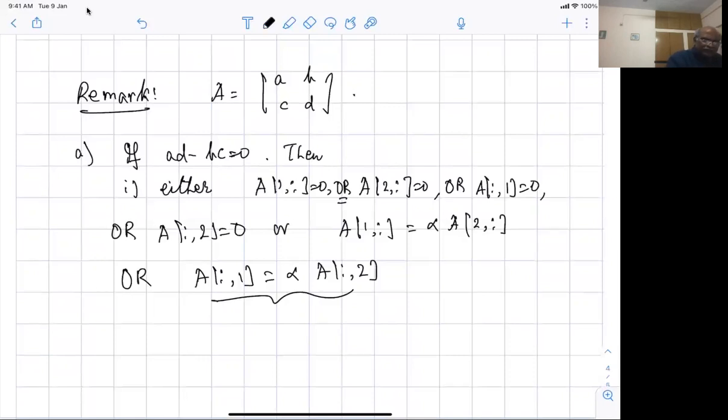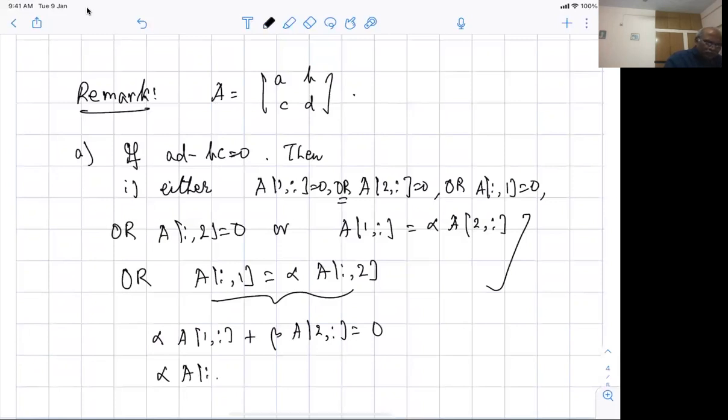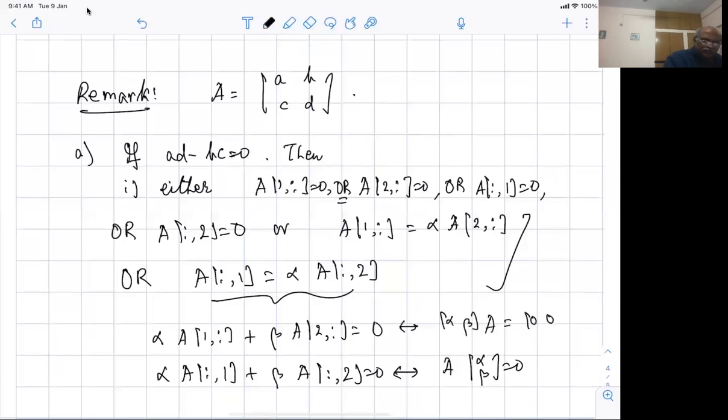Or what we can write this part as: there is alpha such that alpha times the first row plus beta times the second row is 0, or alpha times the first column plus beta times the second column is 0. This part corresponds to looking at the matrix A and multiplying by (alpha, beta) equal to 0. This corresponds to looking at (alpha, beta) here and multiplying by A to get (0, 0) here. Depending on how you understood the matrix multiplication, you can just verify that these things make sense.